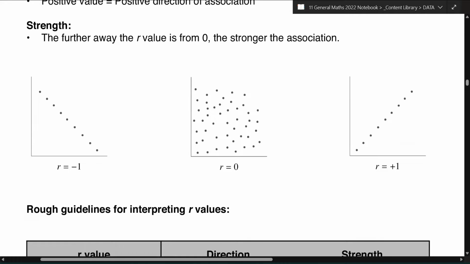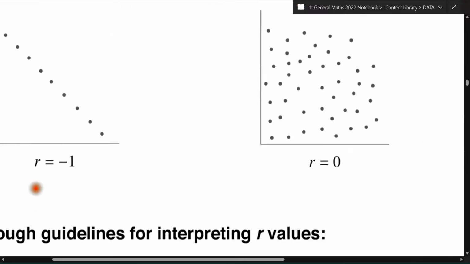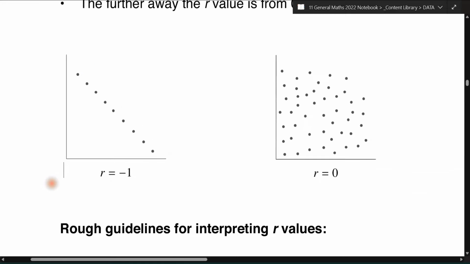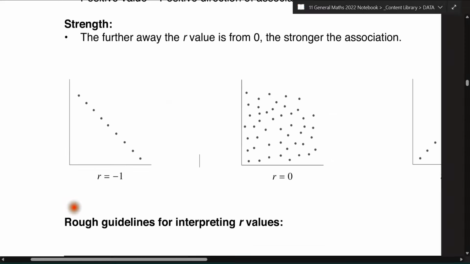If you have an R value of -1, as you can see here, -1 implies that the line that the dots make is perfectly straight, as you can see there. Okay, it's perfectly linear. Anything apart from a -1, so any decimal that's not -1 or a +1, that means the dots will start to look a bit more scattered. Okay, remember, that talks about the strength of it.